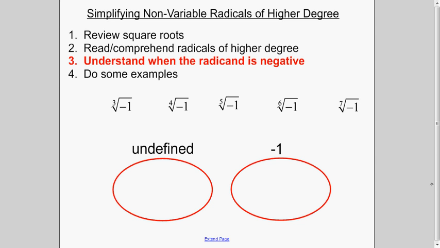Welcome back to part 2 of simplifying non-variable radicals of higher degree. I'm going to pick up where I left off, and we're going to be taking a look in this part of the lesson at understanding when the radicand is negative. And again, just quickly, by radicand we mean the number under the square root sign or the nth root sign. In this case, if I did the 7th root of 45, the radicand would be 45.